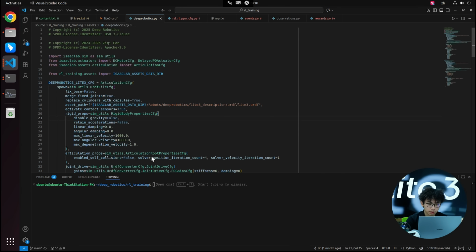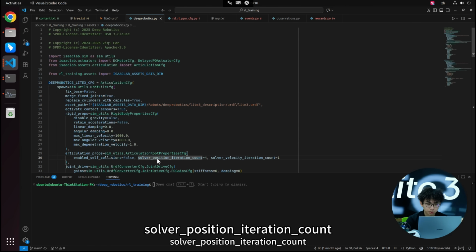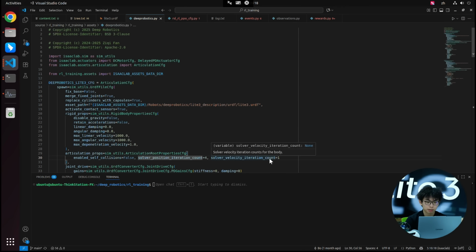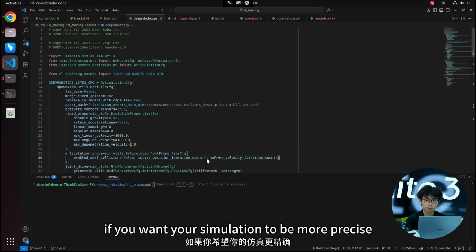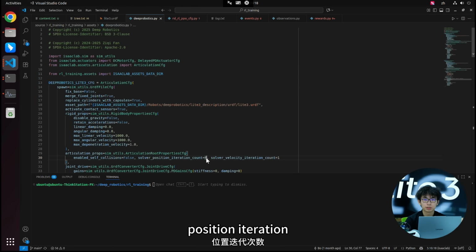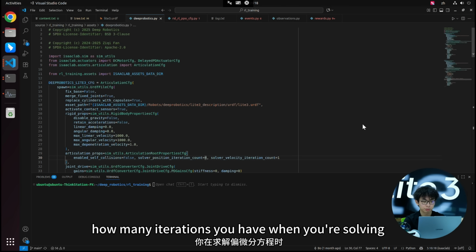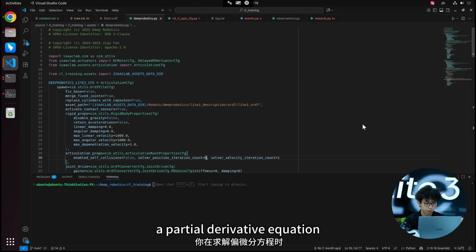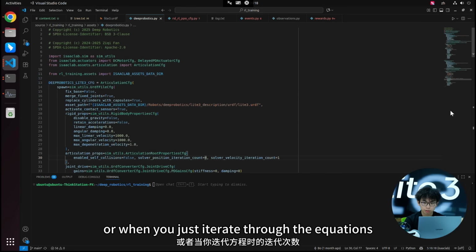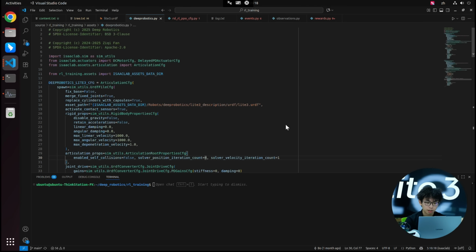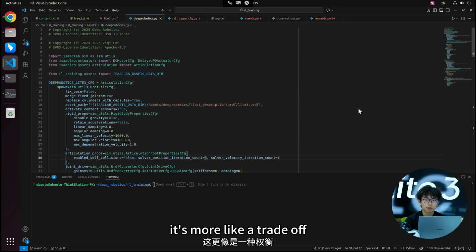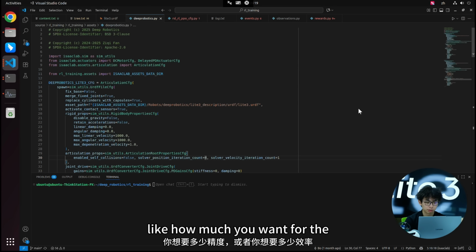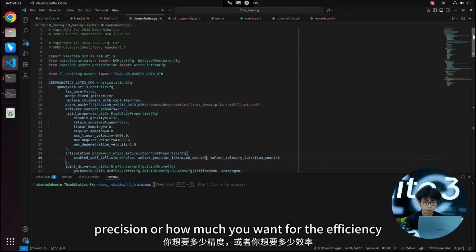Okay, for this solver, position iteration count and velocity iteration count, we usually set this one to be 1 and this one to be 4. If you want your simulation to be more precise, you can increase the position iteration count, like how many iterations you have when you're solving a partial differential equation, or when you just iterate through the equations. But if you increase it to be very large, it's going to slow down the simulation. It's more like a trade-off, like how much you want for the precision or how much you want for the efficiency.